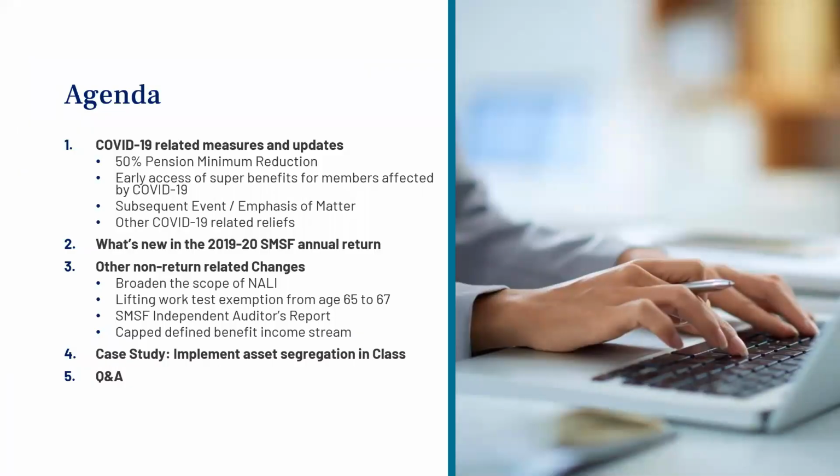Today's agenda is quite packed. We did have a technical issue in April last time, so I will be recapping some of the key implementations of the COVID-19 related changes in Class. This includes the pension minimum reductions, the early release of super benefits for members affected by COVID-19, how you add or make adjustments to the subsequent event notes, as well as the emphasis of matter paragraph in the audit report. Then we'll drill down and cover other COVID-19 related issues.